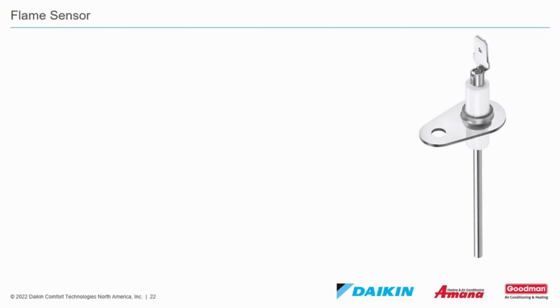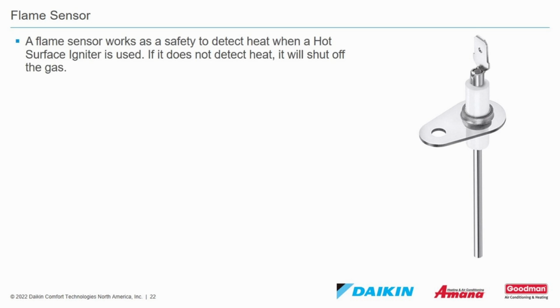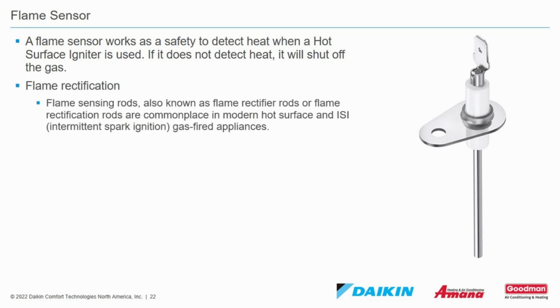Flame sensor. A flame sensor works as a safety to detect heat when a hot surface igniter is used. If it does not detect heat, it will shut off the gas. Flame rectification. Flame sensing rods, also known as flame rectifier rods or flame rectification rods, are commonplace in modern hot surface and ISI or intermittent spark ignition gas-fired appliances.